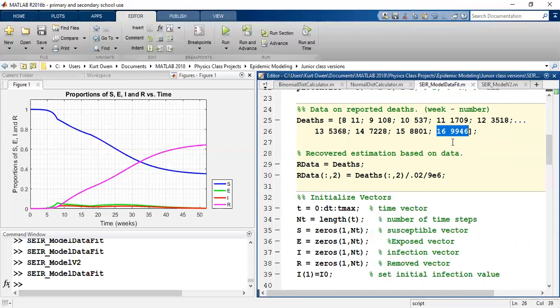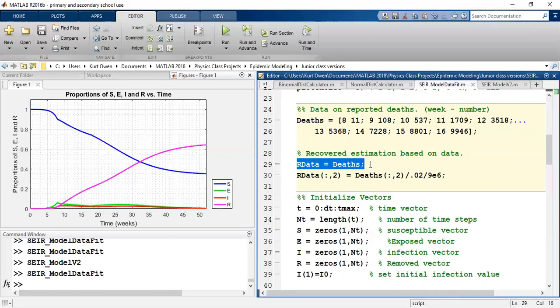Now, the important thing is we need to be able to take these deaths. We don't have deaths in our graph. We just have R for removed, okay? So we need to somehow relate the deaths to the amount of people who will be removed from the infected, from the susceptible population, actually.